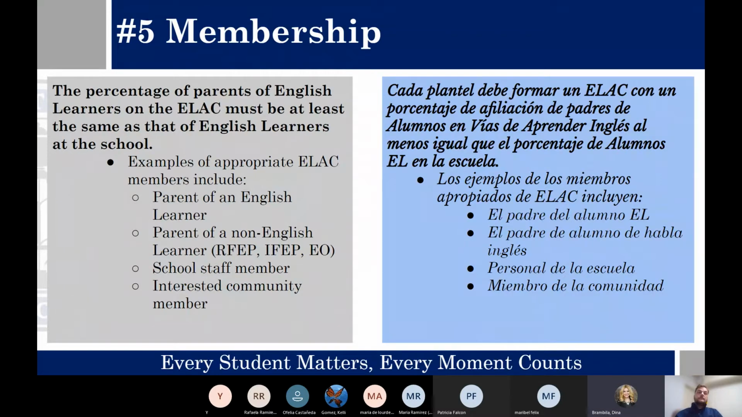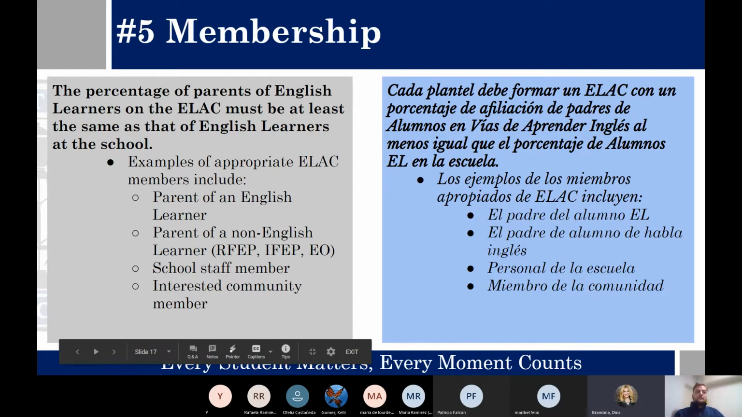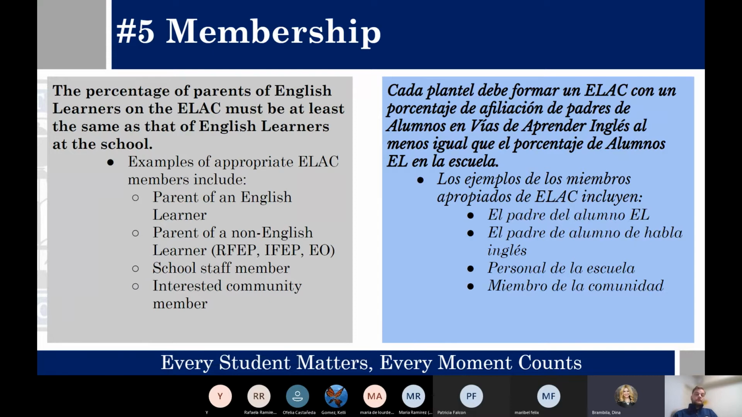So, el panel para formar el comité de ELAC debe de haber porcentaje de afiliación de padres de alumnos en vías de aprender inglés, al igual que el porcentaje de alumnos que son aprendices de inglés en la escuela. So, por ejemplo, de los miembros apropiados de ELAC incluyen un padre que su alumno es aprendiz de inglés, un padre donde el alumno solamente habla inglés, algún miembro o personal de la escuela o algún miembro de la comunidad.